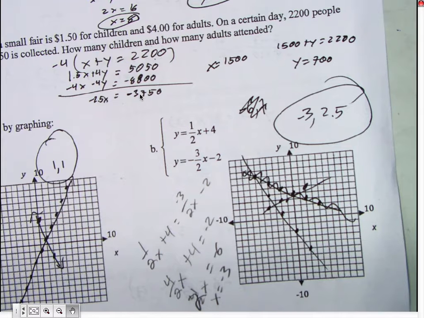Any questions about graphing? We start at the y-intercept. The slope tells me how much I go up, down, right, or left.